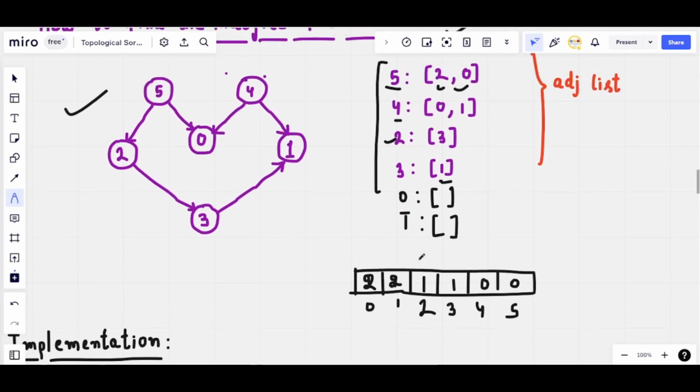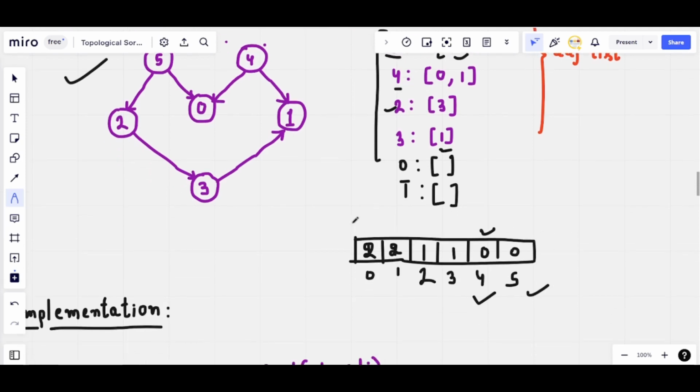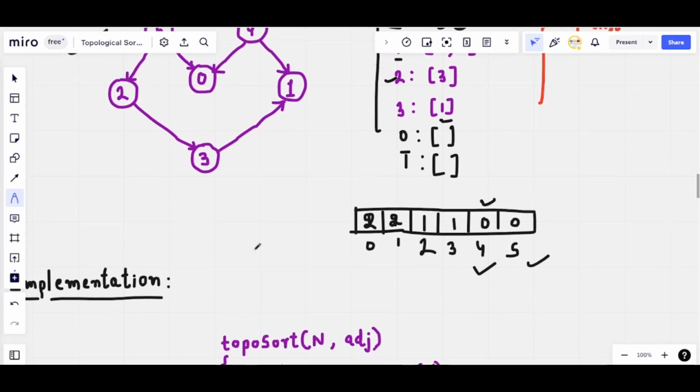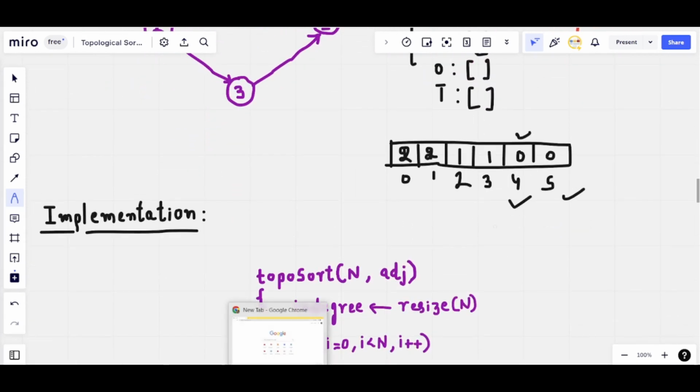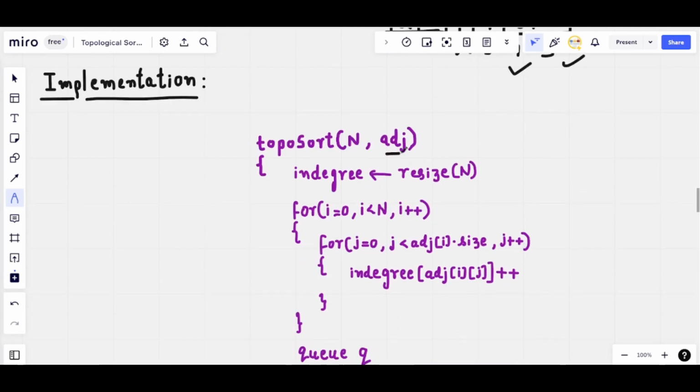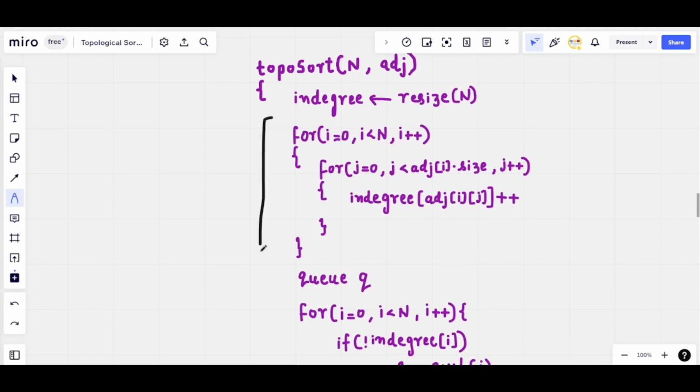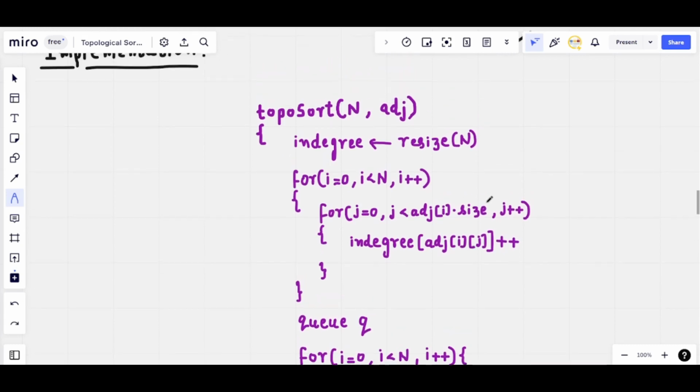We can see that. So we basically push those nodes which has in degrees as 0. So we push node number 4 and node number 5 into the queue, and we start our BFS. Okay, so this is how I process the in degree array. Let's jump towards the final implementation of the algorithm. So this is the top sort function which takes in the number of nodes and the adjacency list. Then we have my in degree array which will be resized to n and represents the number of nodes in the graph. Then we'll traverse the entire nodes from 0 to n minus 1.